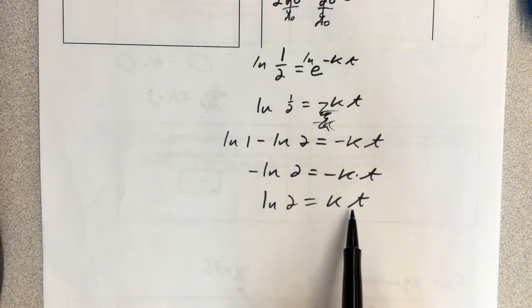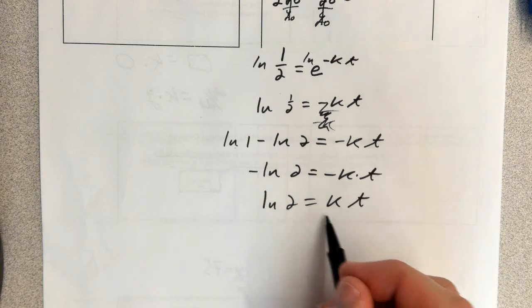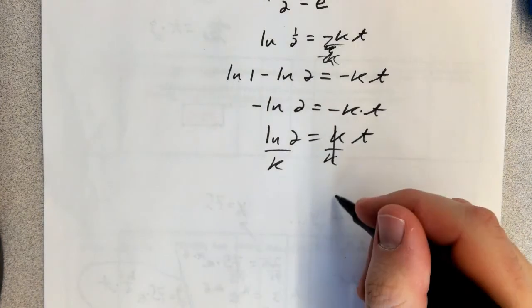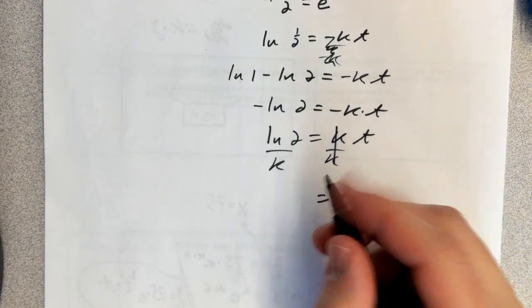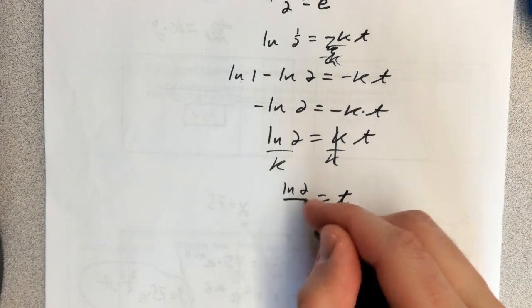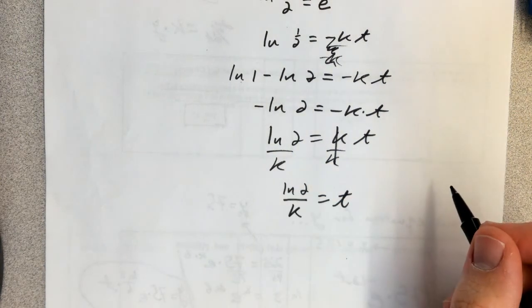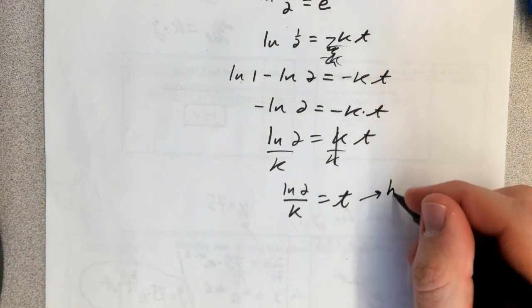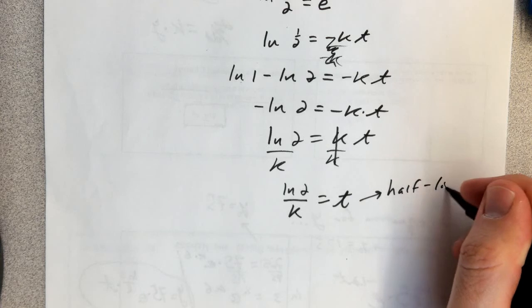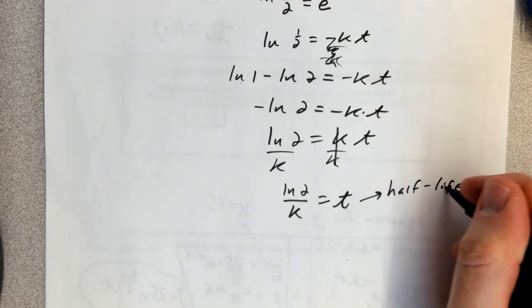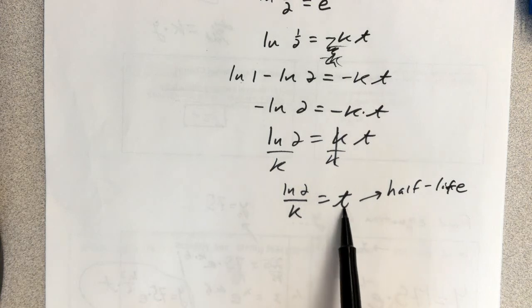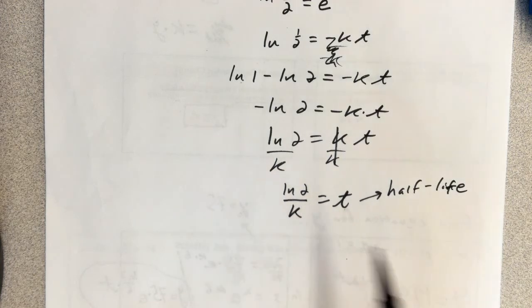And again, we're trying to find t, which will be the half-life. And so to do that, I'll divide both sides by k. And I get that t is equal to natural log of 2 over k. All right? And so this is your half-life. And by doing this, we show that the half-life is only dependent on k, whatever the constant is.